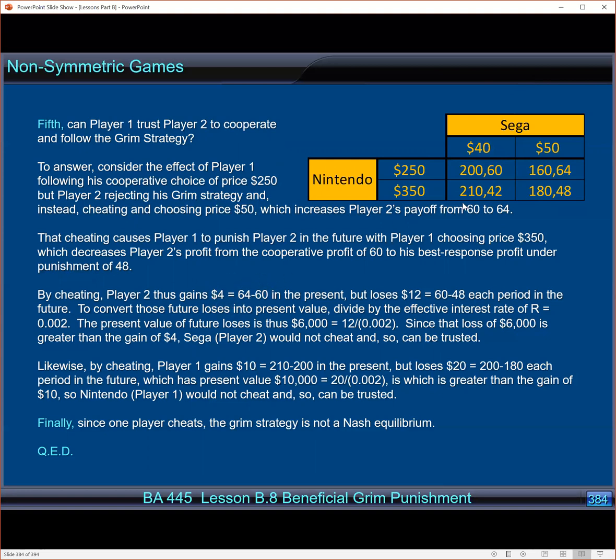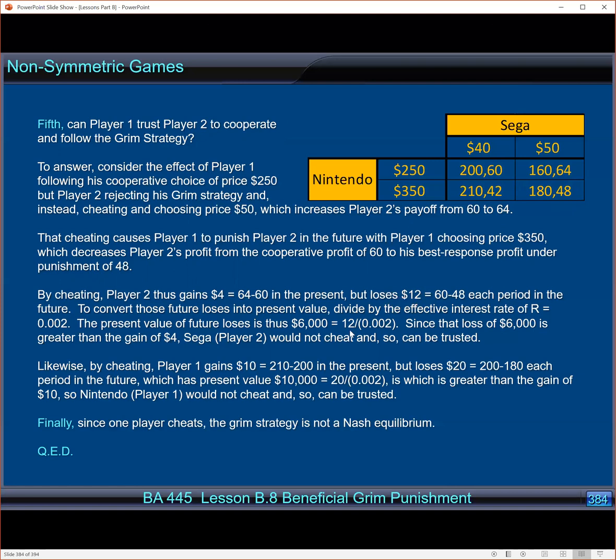But now comes his punishment. To punish player 2's cheating in the future period and in all future periods, player 1 is now going to pick its second row, and then the column person is going to have to make the best of his punishment. This 48 is better than the 42, so now he's going to get a 48 rather than the 60 he would have had he continued to cooperate. So in the punishment phase, player 2 would be losing 12.